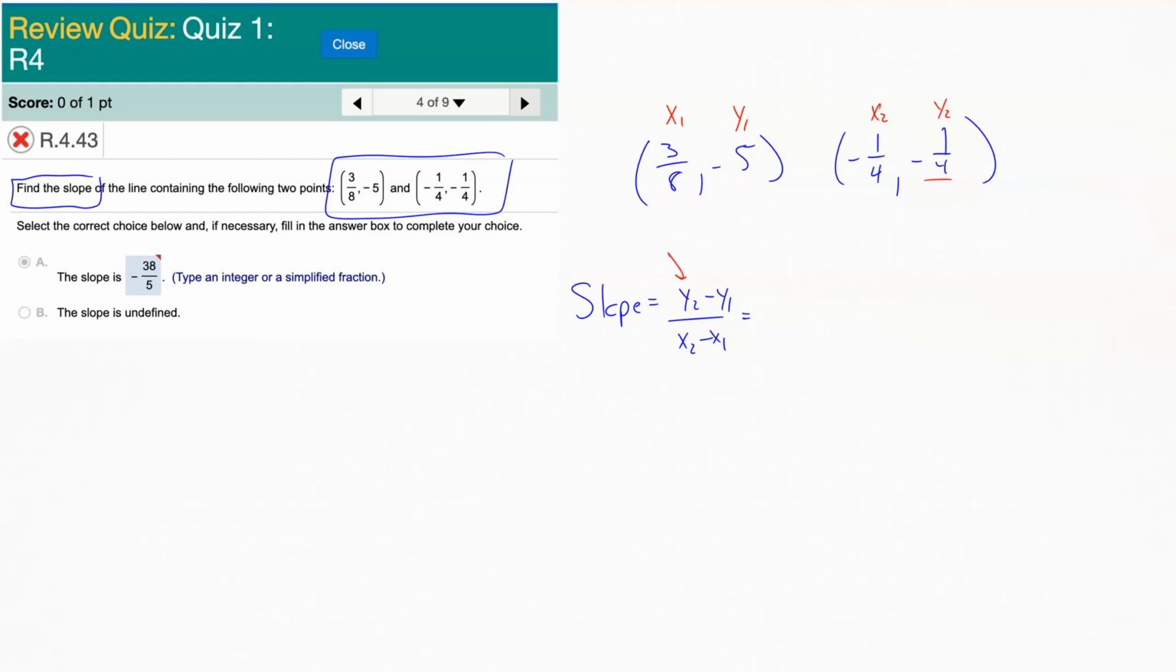So we're going to go y2, which is -1/4, minus y1 here, which is -5. So I'm just going to put a parentheses and plug that -5 in. And that's going to be over x2, which is the -1/4, minus x1, which is 3/8, so 3 over 8. And we're going to plug that into the calculator.